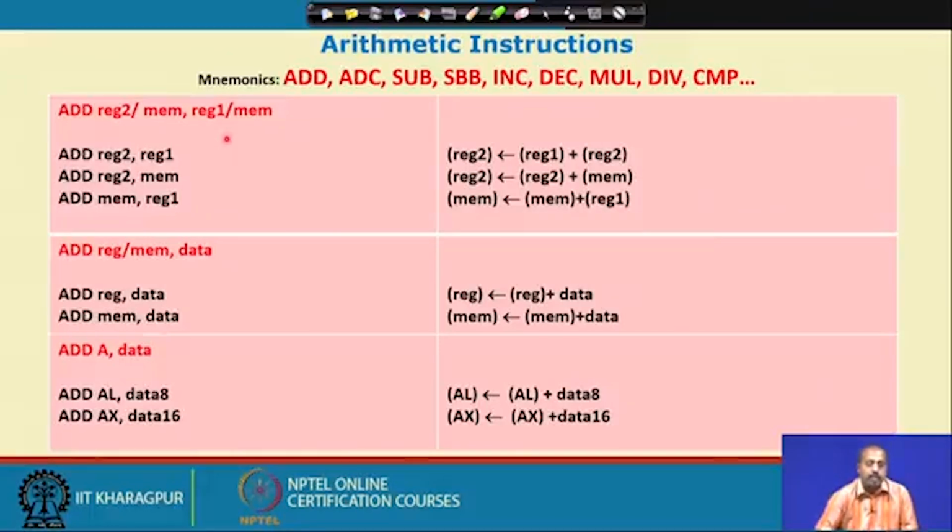So, here the third instruction you have got is add memory comma register 1. Memory gets the content of memory plus the register 1. Memory can be specified, it is an address specified in different modes, okay, that we have seen previously.